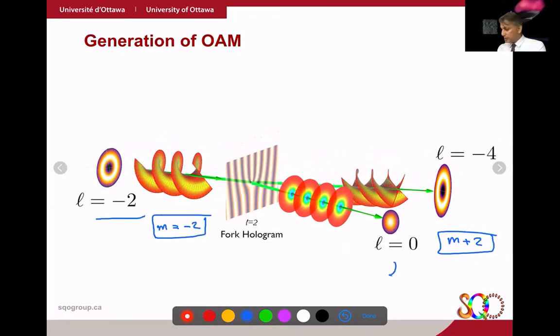So the hologram, essentially at the first order of diffraction, adds the OAM value to the initial beam, okay? So this is the way that people also use to detect orbital momentum, and we will discuss that in detail in about, let's say, maybe 10, 20 minutes.